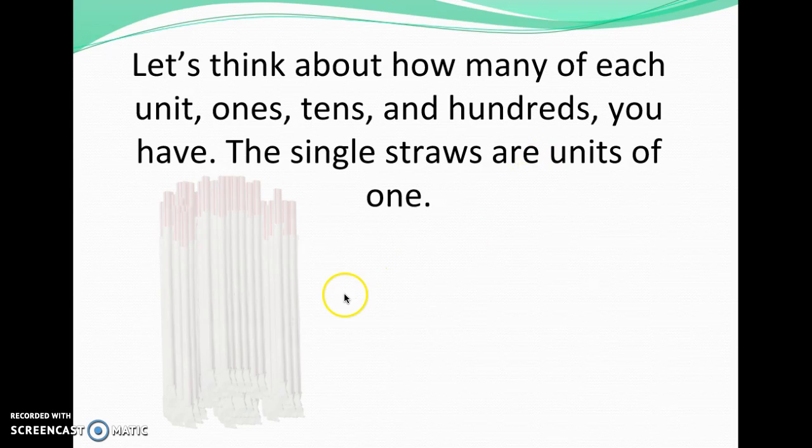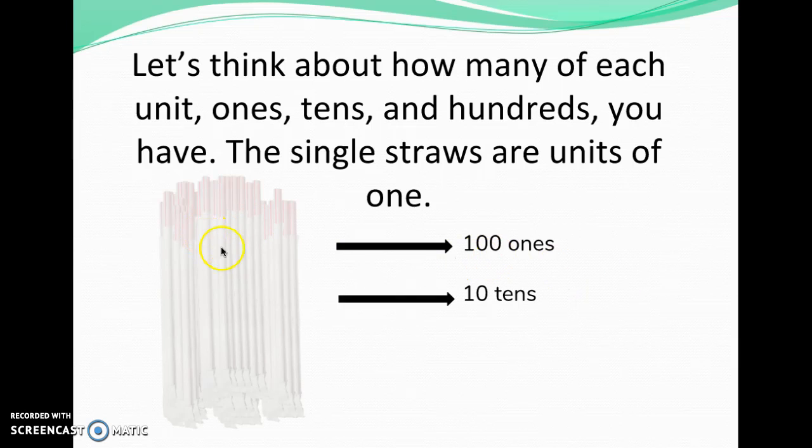So let's think about how many of each unit, ones, tens, and hundreds, you have. The single straws are units of 1. So in this bundle you have 100 ones, you have 10 tens, remember that was the 10 groups of 10, and you just have 100, because when you bundled those all together, you made 100.